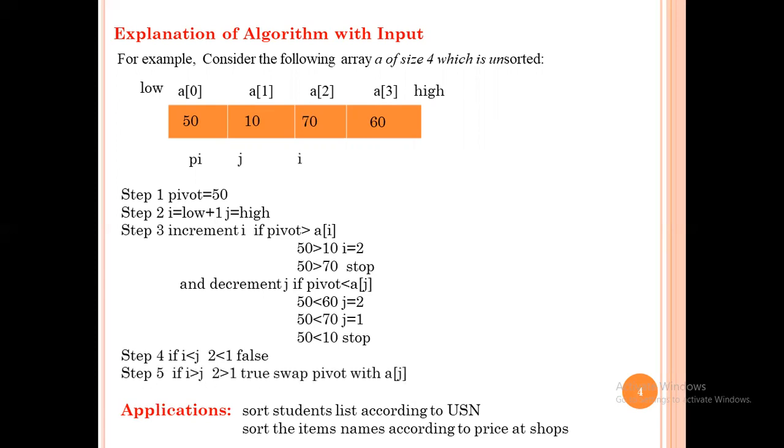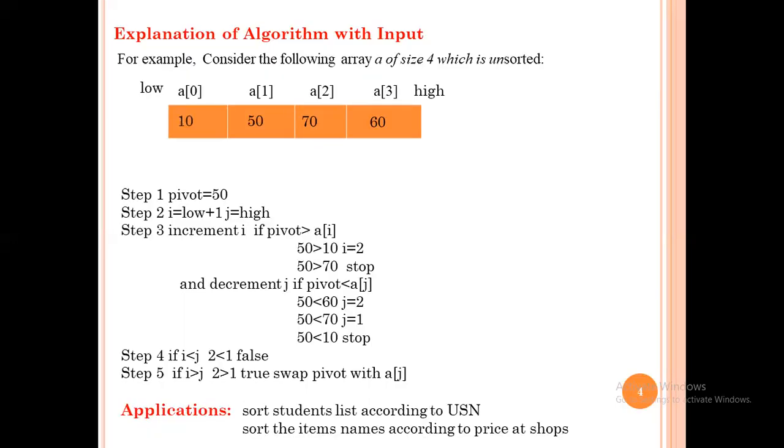Next, step 5. If i is greater than j, yes, condition true. Therefore, swap the pivot element with A of j. Here 50 and 10 are swapped. So the 50 position is fixed. Next, in the same manner, we need to process the left hand part. The left hand part contains 10. The right hand part also we need to process. The right hand part contains 70 and 60. The same concept is applied to these two parts separately.